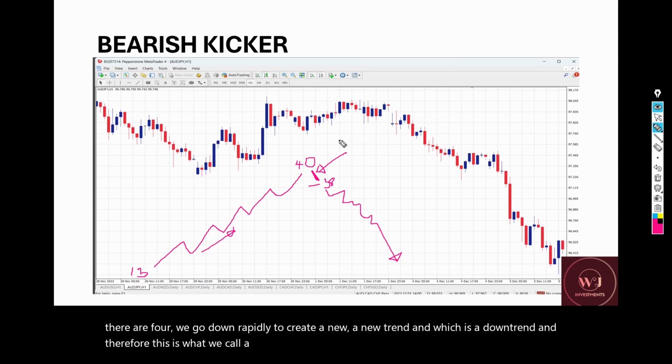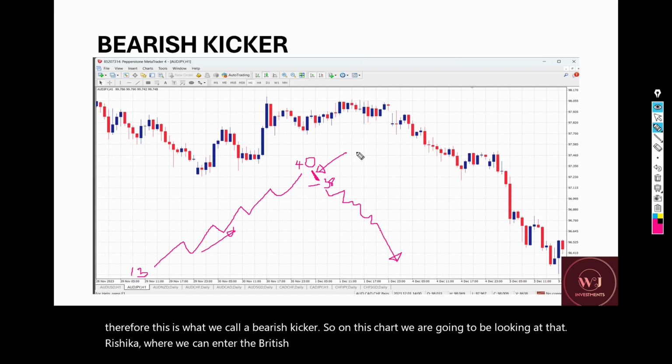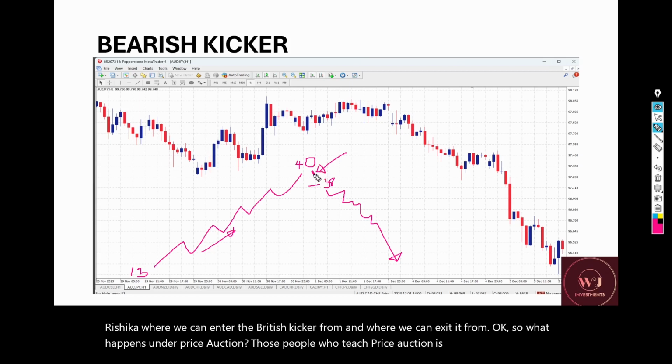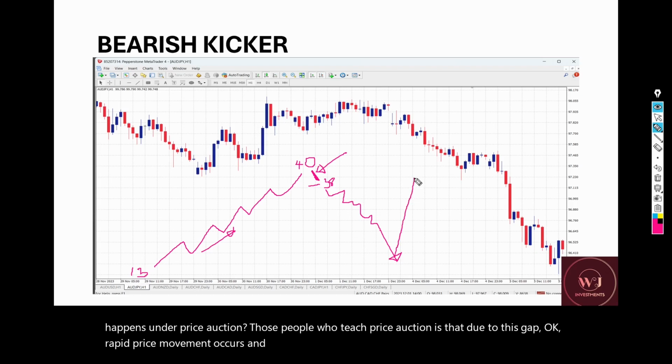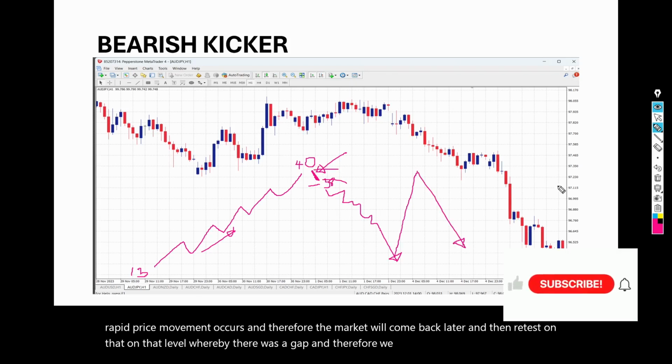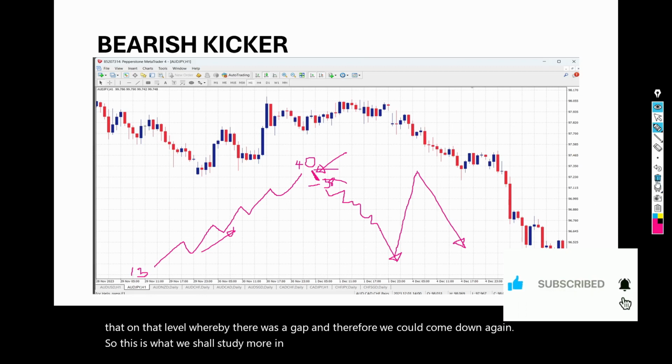So on this chart, we are going to be looking at the bearish kicker, where we can enter the bearish kicker from and where we can exit it from. Okay, so what happens under price action, for those people who teach price action, is that due to this gap, rapid price movement occurs, and therefore the market will come back later and retest that level where there was a gap, and therefore we could come down again. So this is what we shall study more in the professional videos to come.